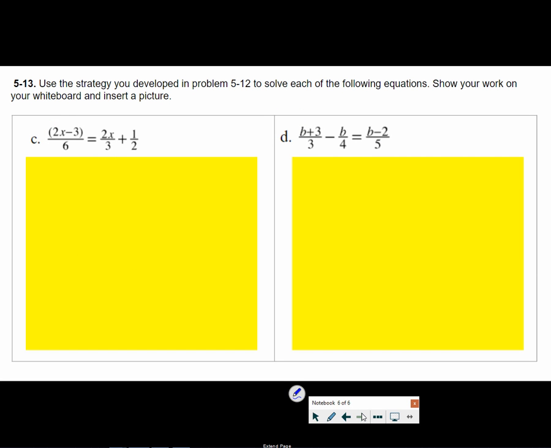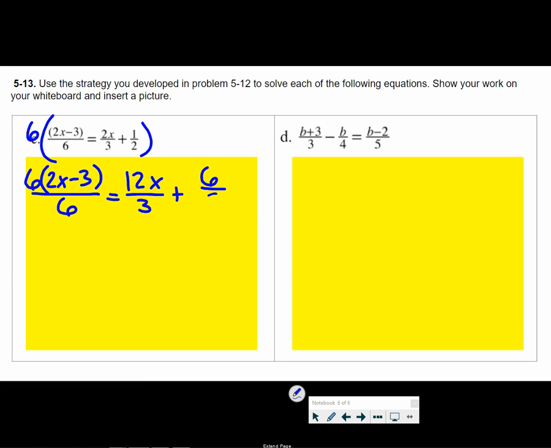So then, I do the same thing. So 6, 3, and 2. Common denominator is going to be 6. So I multiply 6 times 2x minus 3 by 6 equals 6 times 2 is 12x over 3 plus 6 over 2. So the 6's cancel, so I'm just left with 2x minus 3. 12 divided by 3 is 4x plus 3.